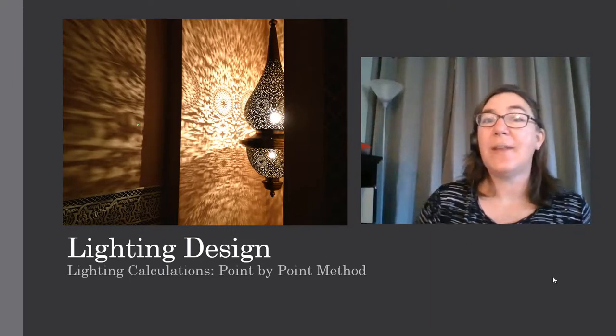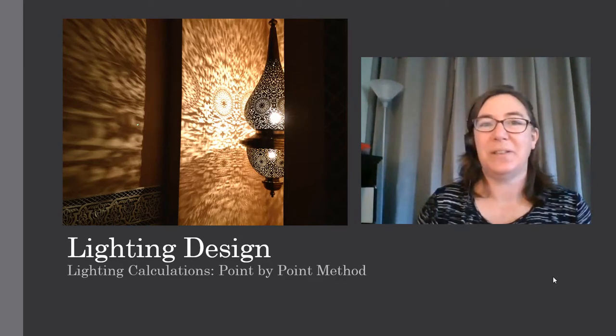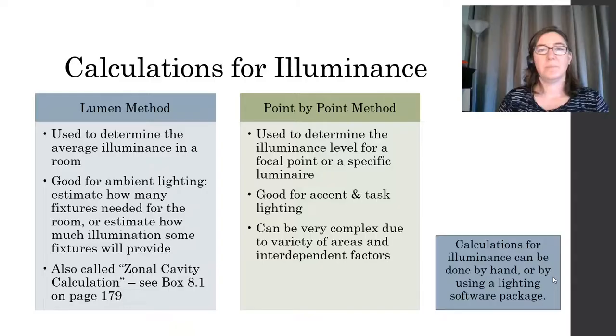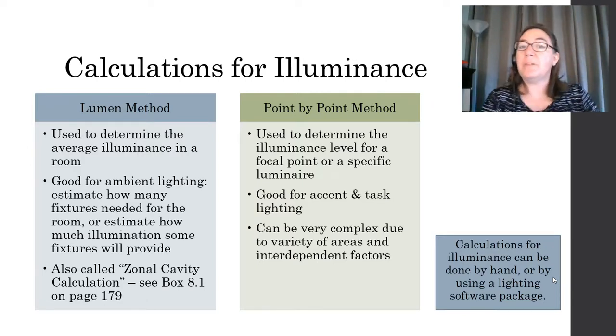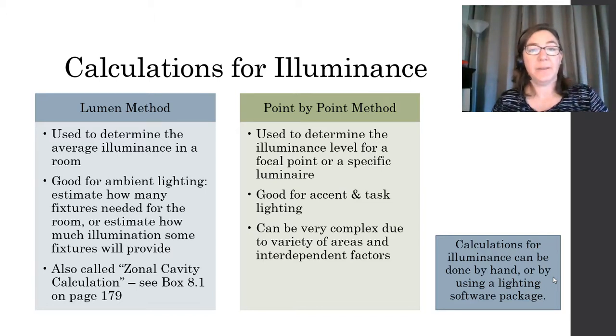Hi everyone. In this video, we're going to cover the point-by-point method of lighting calculations. This method is used to determine the illuminance level for a specific focal point or from a specific luminaire. It's good for accent lighting and some tasks.